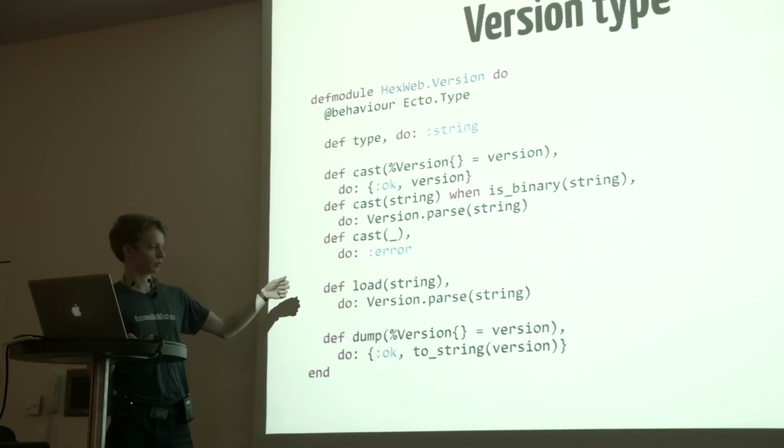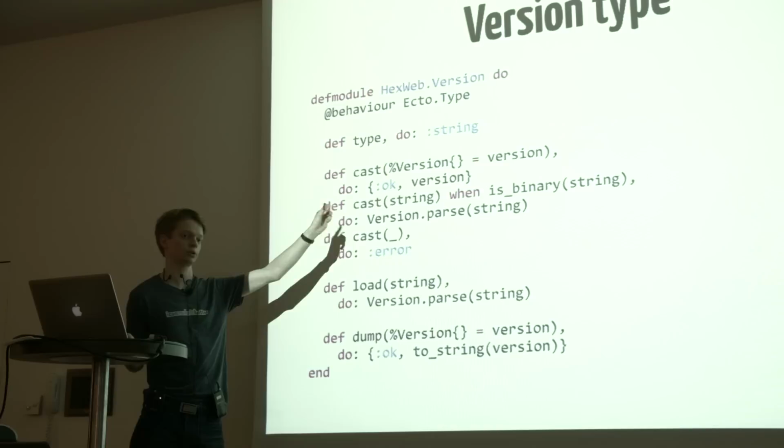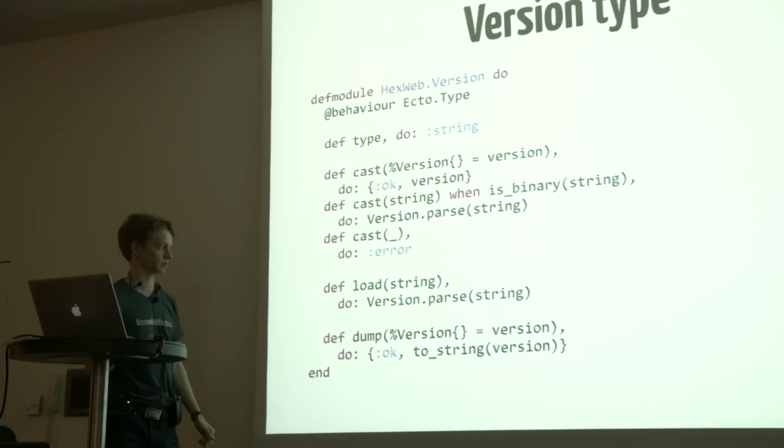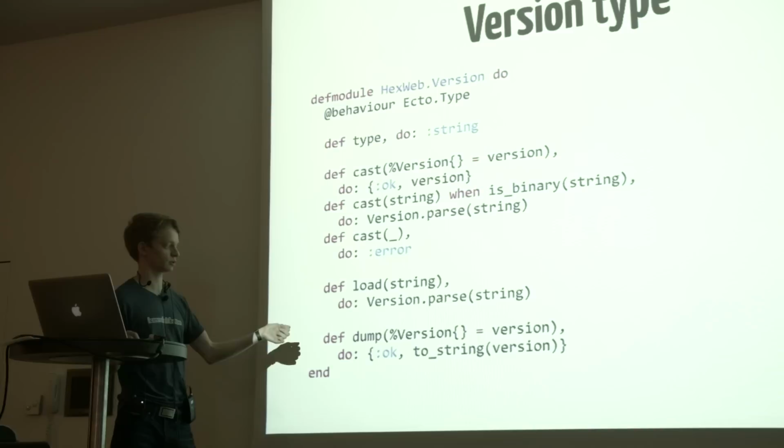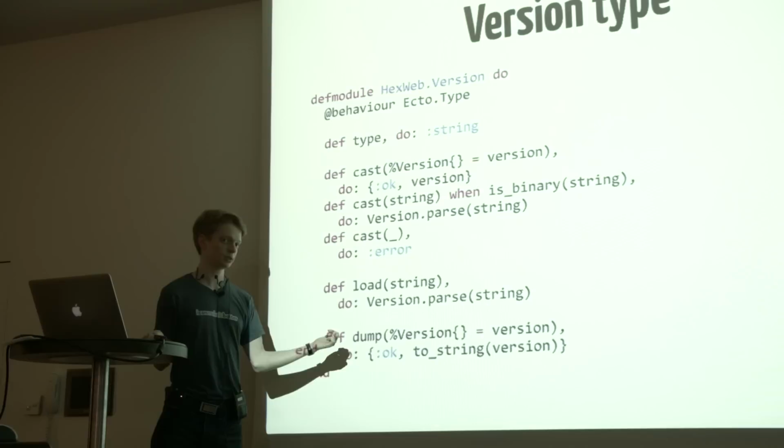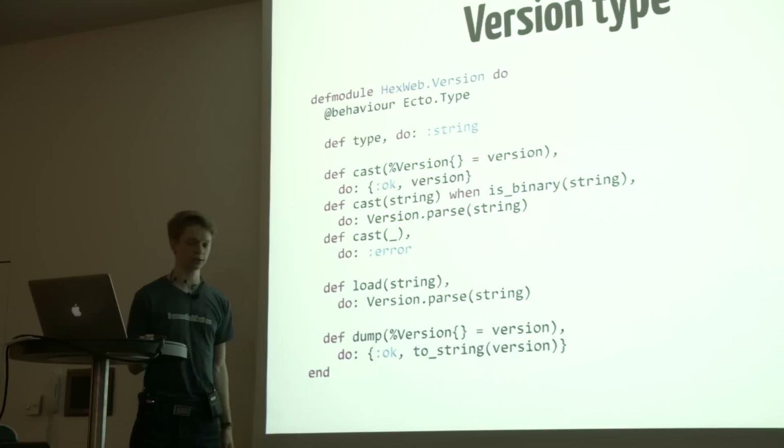We also need to tell Ecto how to load the database value. So as I said, the underlying database value is just a string, so like a varchar or a text type for SQL databases. So that's how Ecto loads it. We also need to tell Ecto how to dump it down to the string value again, and that's just a call to to_string that cannot fail. So we wrap it in the OK tuple.